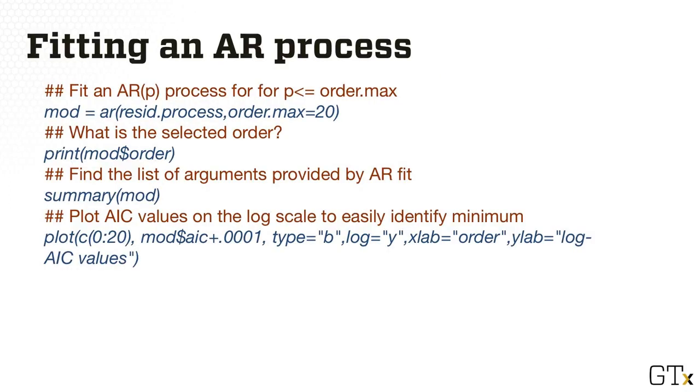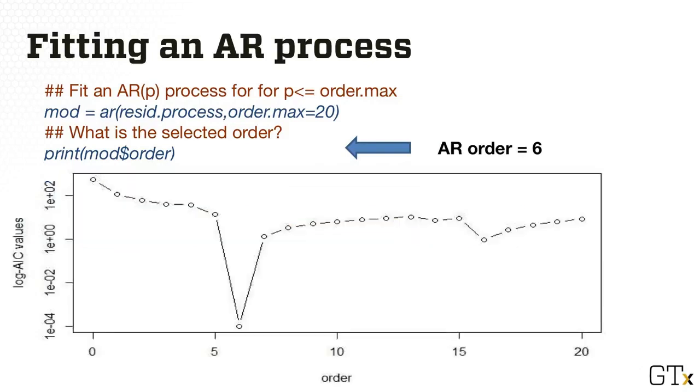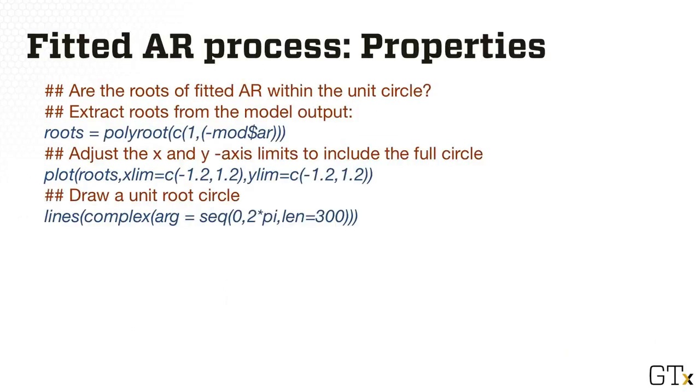Next, we'll fit an AR model only. The R function is ar, with the input consisting of the time series, the residual process in this case, and the maximum order for which to fit an AR model. Here, the maximum order is set to 20. In order to view the content of the output of the model fit, you can use the summary command. To get the order selected for the best fit according to AIC, the value is mod$order, and it's equal to 6 for this model.